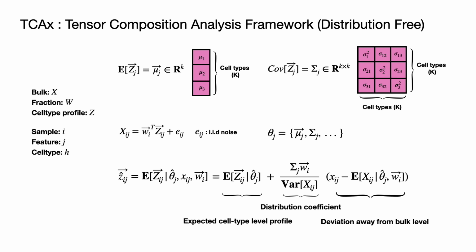You can conceptually break this into three major pieces. The first component is asking what is the expected cell type level profile. And the third component is asking what is the deviation away from the bulk level profile. And the middle term acts like a coefficient for distributing this amount of deviation to each of the cell types.